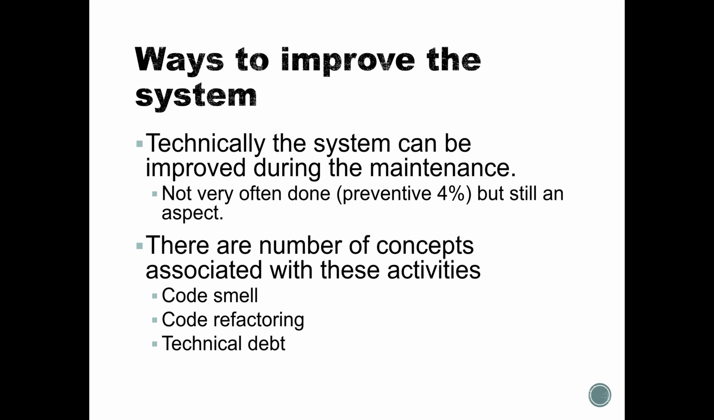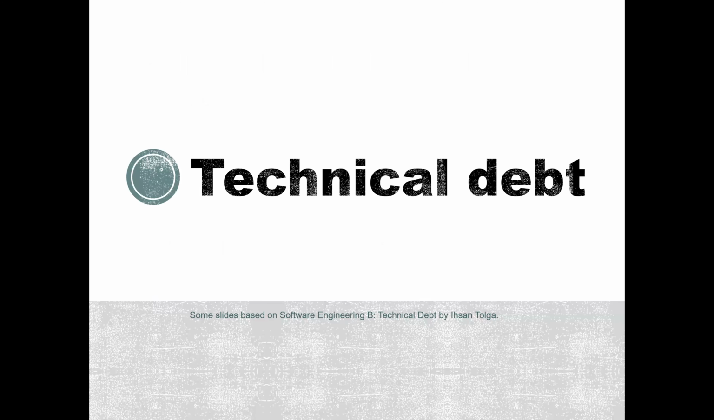So when we talk about improving the system, there are three different things which come into the picture. The first one is code smell. The second is code refactoring, and of course the third is technical debt. Let's see one by one what exactly these three factors are. Let's start first with technical debt.